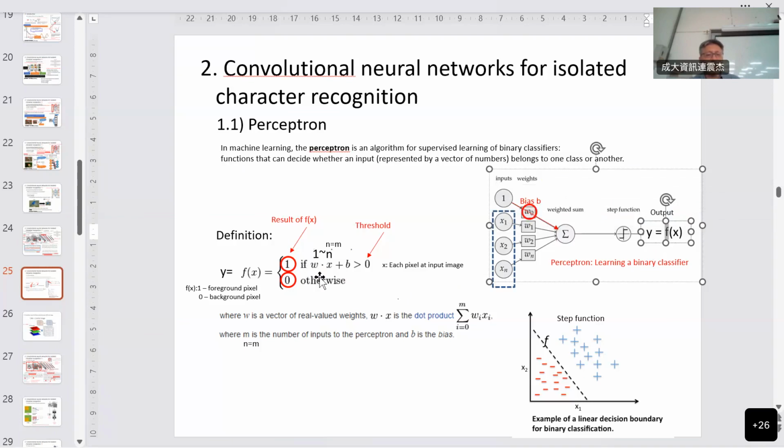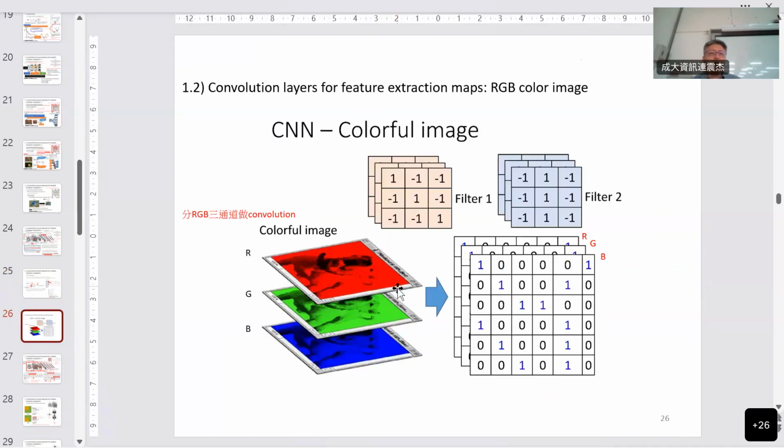So they assume a linear combination. If the value is bigger than the threshold, this bias, they will classify it as 1, otherwise classify it as 0. But before you do classification, it won't be 1, it will be some value. So like here, that's the gray value. But right now, people use RGB images.